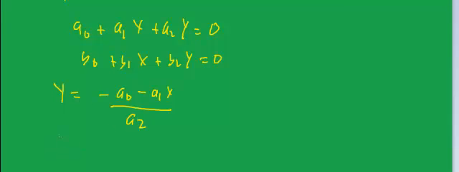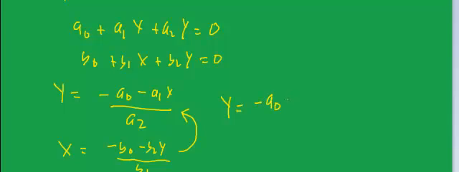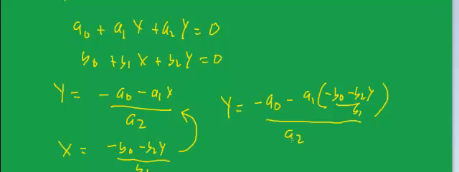And then we're going to solve the second equation for x. And that's x is going to be equal to, I'm doing a lot of algebra in my head here, negative b0 minus b2 y, all over b1. Now we're going to plug this into that for x. So we're going to say y is equal to negative a0 minus a1 times negative b0 minus b2 y over b1, all over a2.